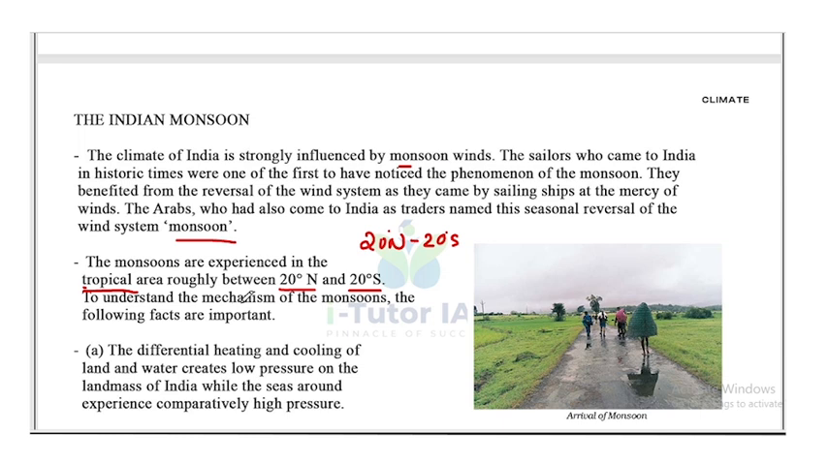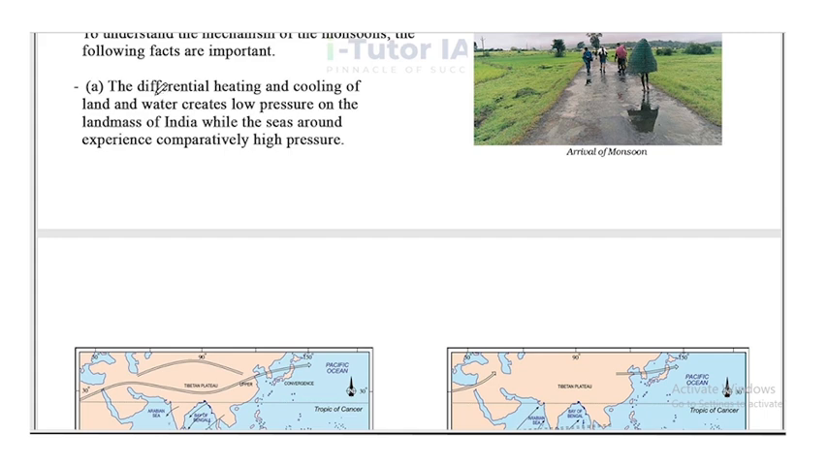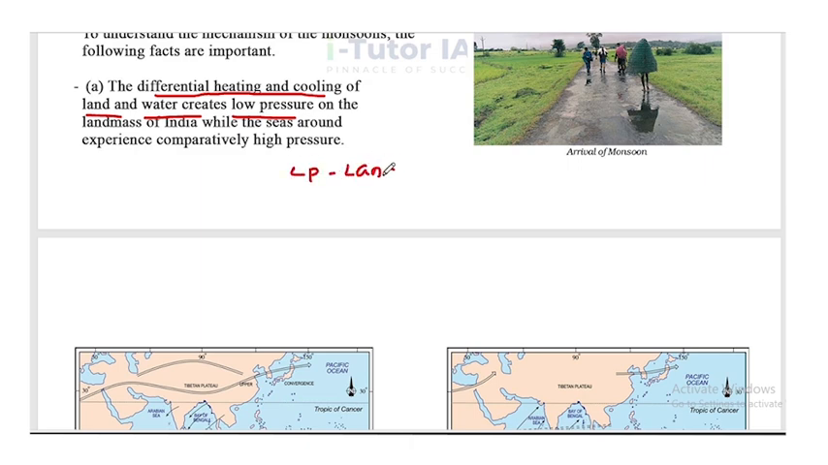To understand the mechanism of the monsoon, the following facts are important. First, the differential heating and cooling of the land and water creates low pressure on the landmass of India, while the seas around experience comparatively high pressure. So that's why the wind flows from the high pressure area, that is the sea, to the low pressure area, that is India's mainland.